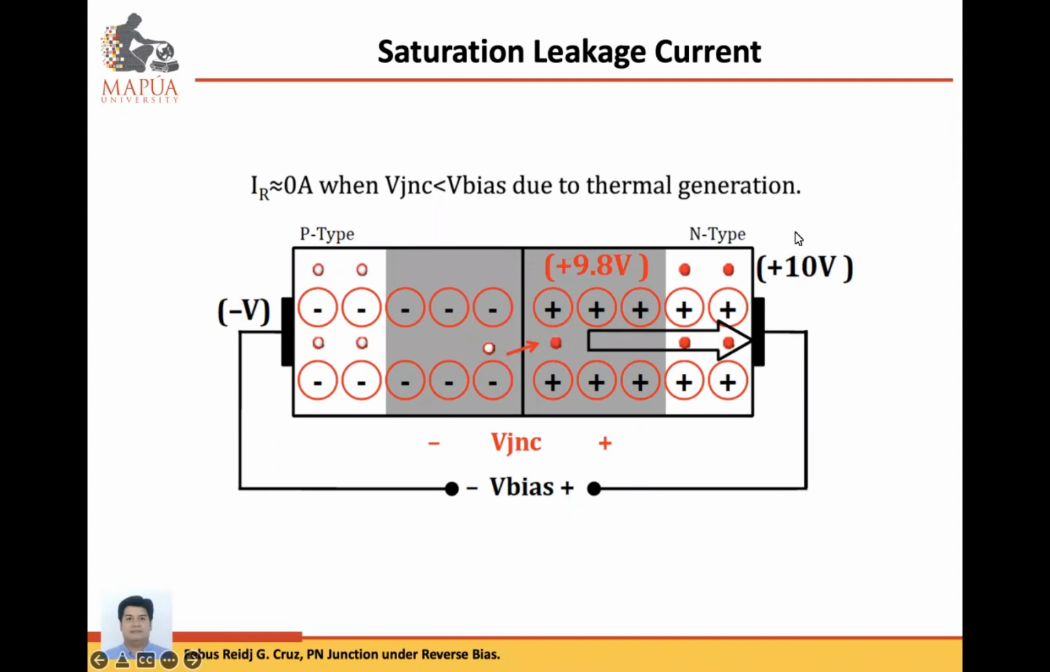So even though you increase this to 20 volts, since there is only one available free electron, the leakage current will only be equivalent to that available free electron. So that's why we call it saturation. Once you get the maximum current, hanggang doon lang, no? So if you want to increase the leakage current for whatever purpose, then you have to increase the temperature. As you increase the PN junction temperature, you will be producing more free electrons. And once you have more available electrons, the leakage current will increase.